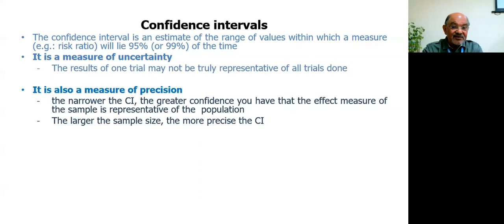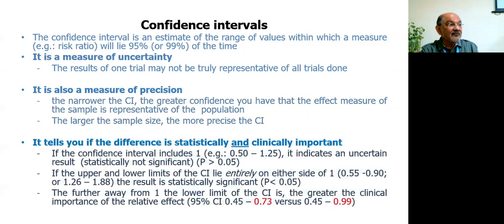The narrower the confidence interval, the greater confidence you have, because you need a large sample size to get a narrow confidence interval. And if that narrow confidence interval does not include 1, then you know it helps or harms. So if the confidence interval includes 1, that is 0.5 to 1.25, 50% chance of reduction, 25% chance of increase. So clinically, you can't make a decision on this. And automatically, this is also statistically not significant. Your p-value will be more than 0.05.